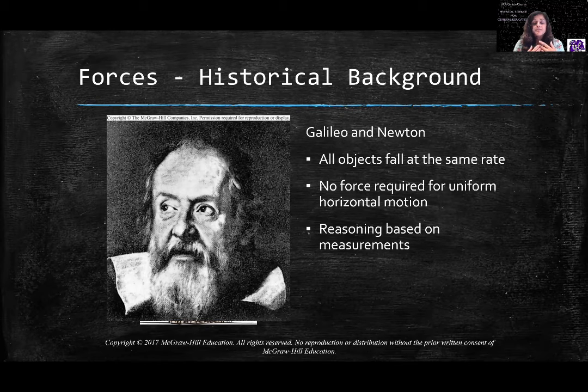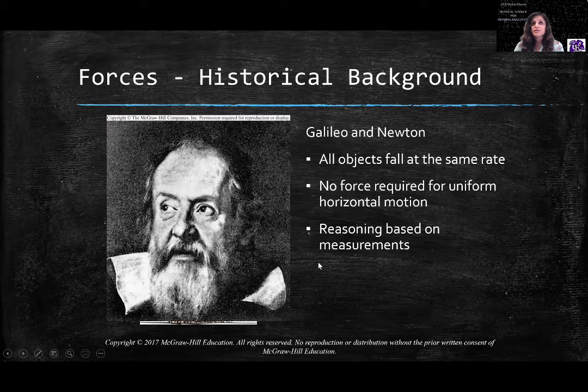Because it's the center of this great discovery and this great scientist. So, some of the things that Galileo and Newton put together from their experiments and their observations and testing their hypothesis is that all objects fall at the same rate and no force is required for uniform horizontal motion. And so their ideas behind what we understand about motion is based on actually taking measurements.